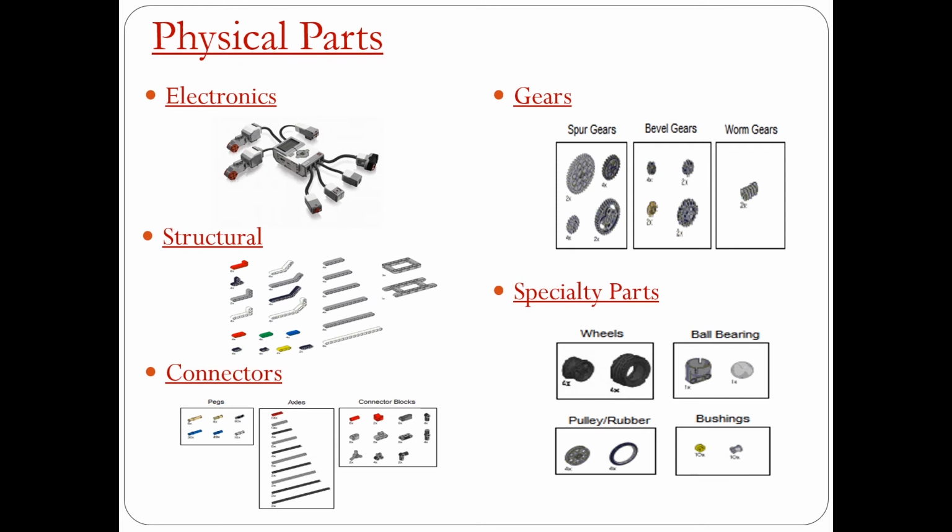Okay, so these are the physical parts of the robot. First, we have the electronics, as you can see, all the parts that use electricity. We have the structural parts to build the body of the robot. We have the connectors to connect the pieces together. We have the gears, okay, spur gears, bevel gears, worm gears, to create movement. We have specialty parts to create special, complex robots. We have wheels if you are trying to create a car. We have ball bearings to let the robot turn. We have pulley, rubber, and bushings.